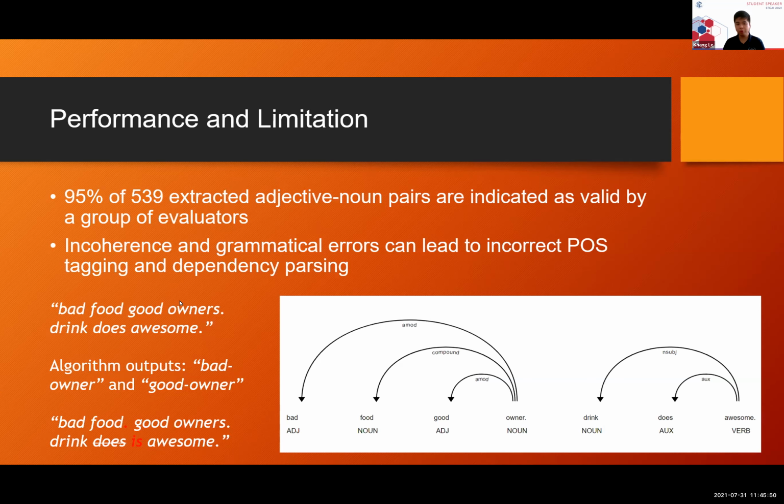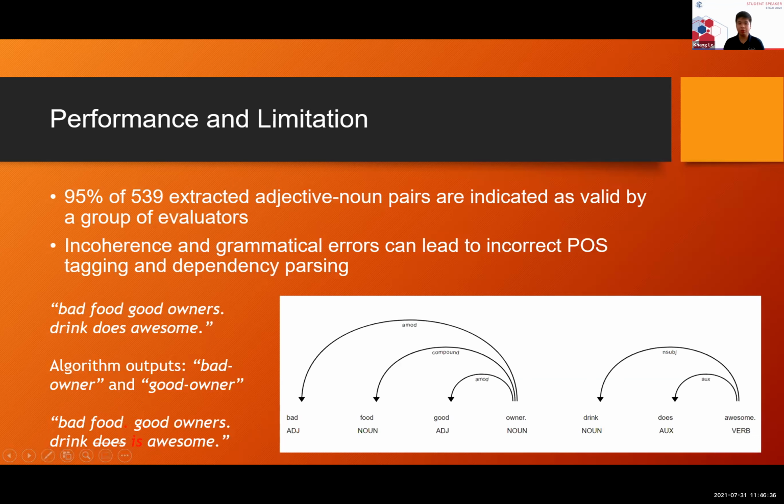For example, for the review "bad food, good owner, readers awesome", our algorithm will incorrectly output bad owner and good owner. To explain this, as you can see from this figure here, the bad adjective is connected to the owner noun instead of the food noun, whereas awesome is interpreted as a verb instead of an adjective. To put it correctly, we can put a comma or a stop between food and good and replace those with is. By fixing this, it would correctly output our desired review text.